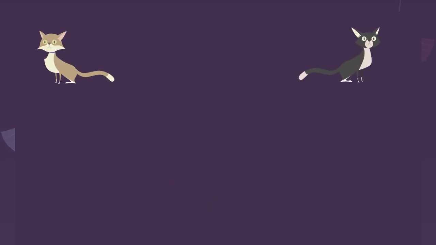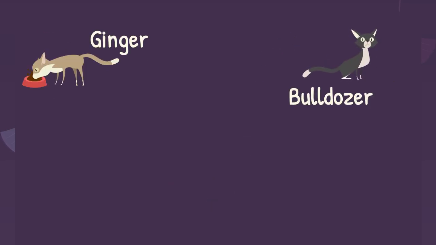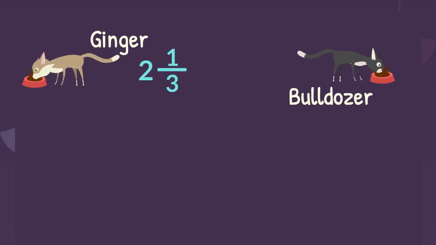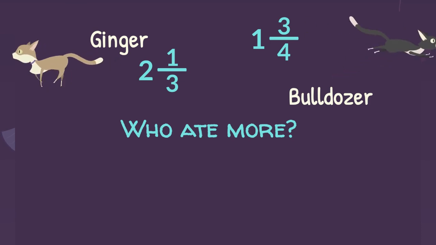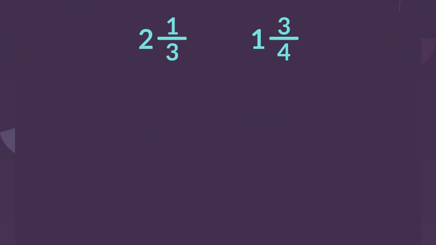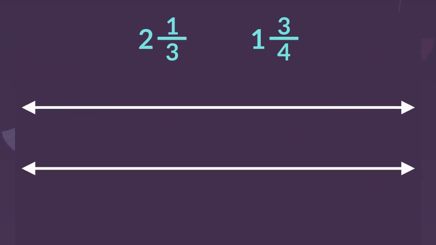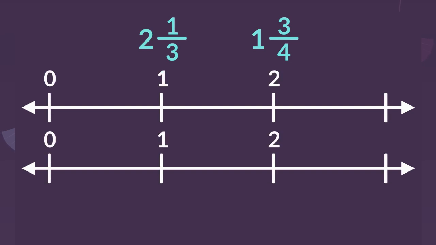I have 2 cats, Ginger and Bulldozer. Ginger ate 2 1/3 cans of cat food. Bulldozer ate 1 3/4 cans. Who ate more? I will draw parallel number lines so I can represent Ginger and Bulldozer, and I can see which is greater. Both amounts are represented as mixed numbers, so I need to extend the number line beyond 1.